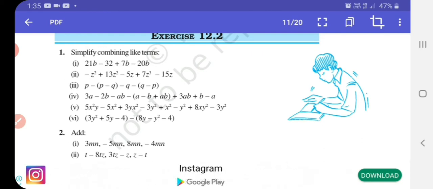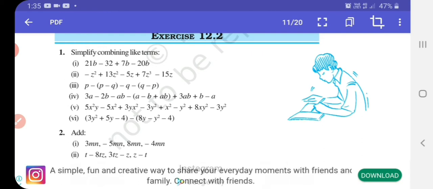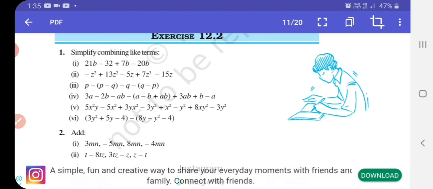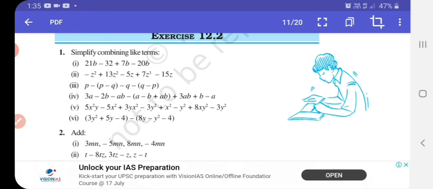Now what do you mean by terms? If the expression has the arithmetic signs plus and minus, then it becomes terms. Terms are divided by the signs plus and minus only. Multiplication and division do not divide an expression into terms. Okay.